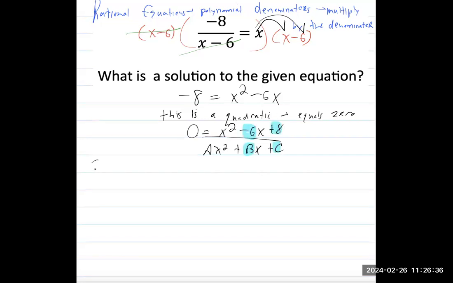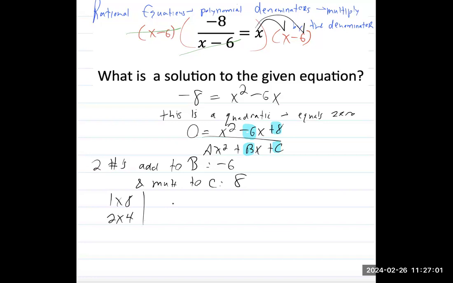So we're looking for two numbers that add to b, which for us is negative 6, and they have to multiply to c, which is the 8. Next thing we can do is just break down 8. 8 divides by 1, it divides by 2, and that's it. So which of these numbers could add to a 6 is probably going to be 2 and 4.